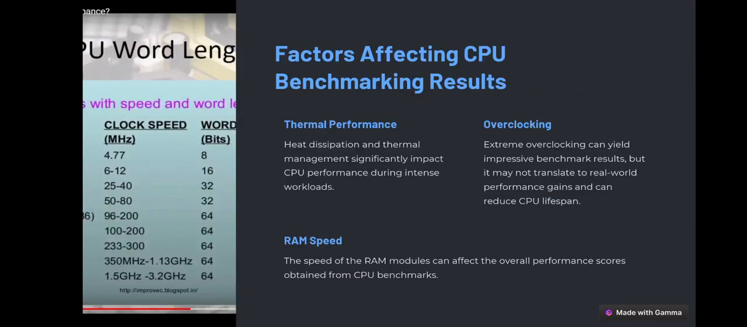So now let's take a look at the factors affecting the CPU benchmarking results. It can be thermal performance. Yeah, you need to have good heat dissipation in your smartphones or your laptops, since increasing temperature can cause your CPU to throttle a lot and decrease the benchmarking score. And even overclocking. Extreme overclocking can help you increase your CPU performance, but in turn it results in a lot of heating issues, and some CPUs might even fail during your benchmarking test when you do overclocking.